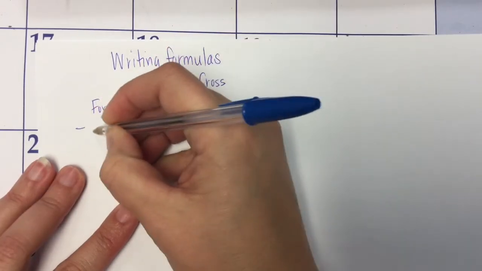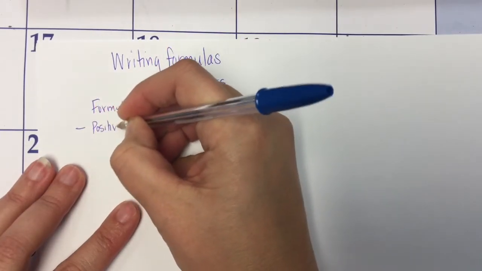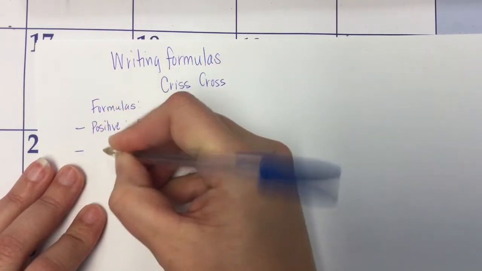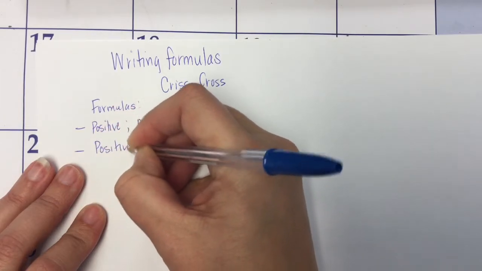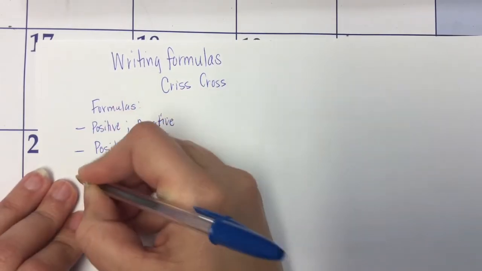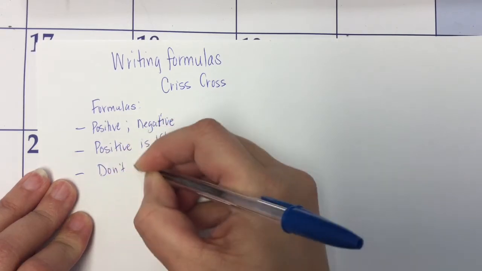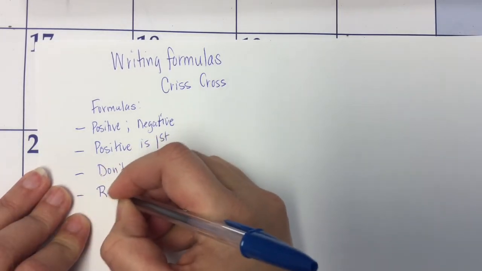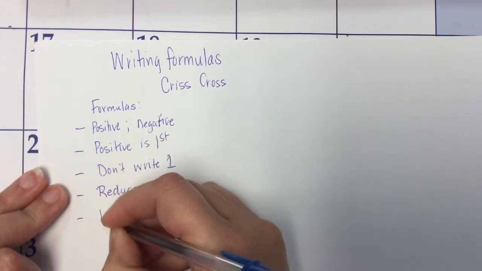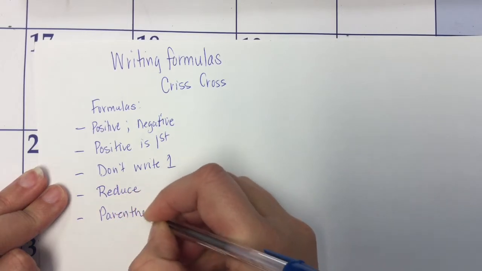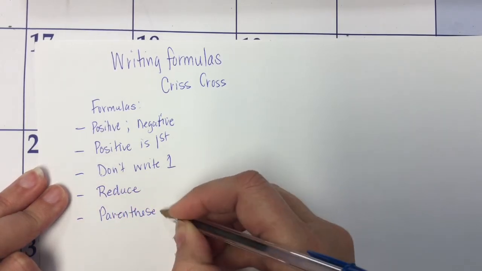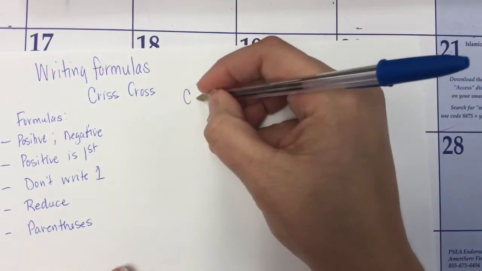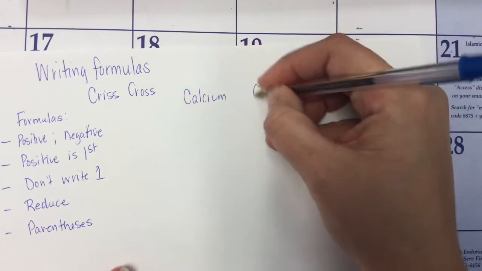Formulas will all have to be a positive part and a negative part. We have to have the positive be first. We don't write ones in our formulas. And we're going to reduce these where we can. Sometimes we'll use parentheses, and I'll show you a couple of cases where those apply.